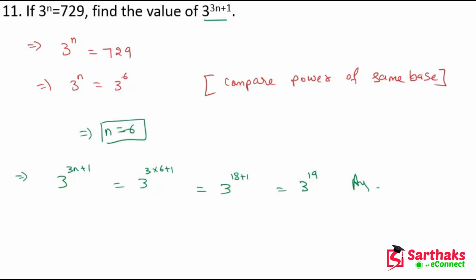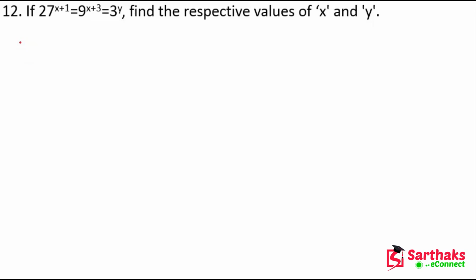Yes, now let's move on to the next problem. Here we have, if 27 raised to power x plus 1 is equal to 9 raised to power x plus 3 is equal to 3 raised to power y, now find the respective values of x and y. So how we can find it? Let's do that. First of all, we are going to equate these two expressions. So 27 raised to power x plus 1 is equal to 9 raised to power x plus 3.